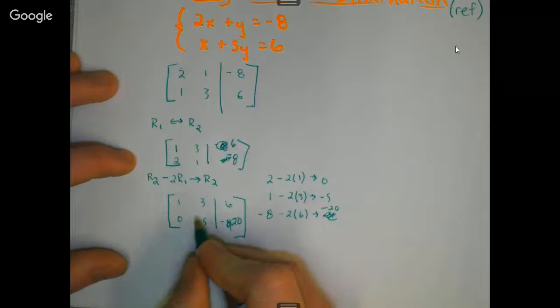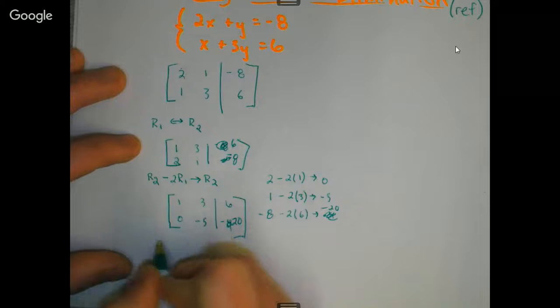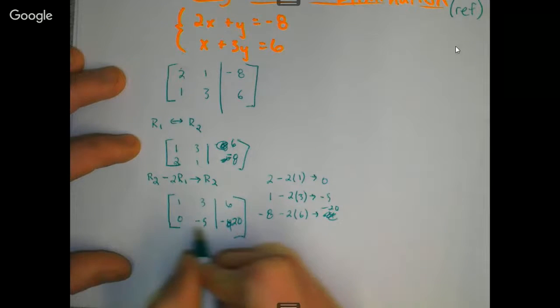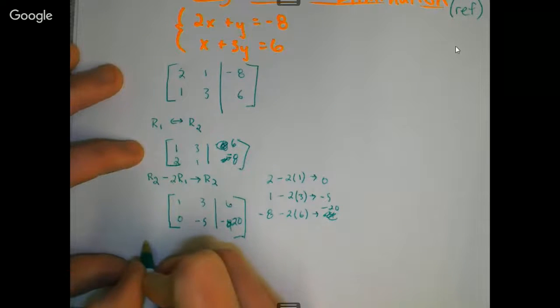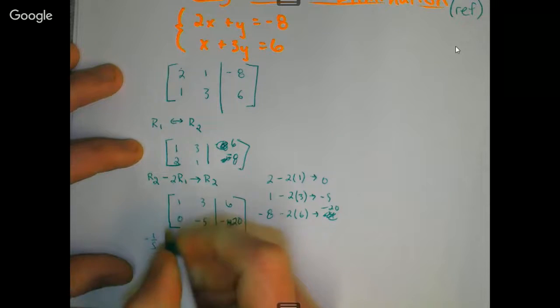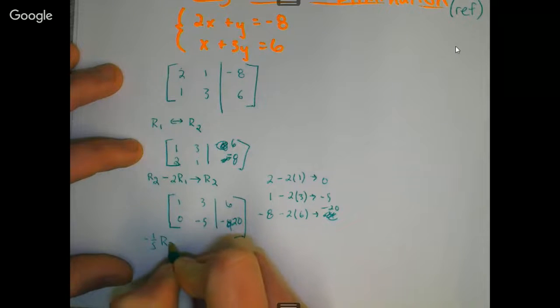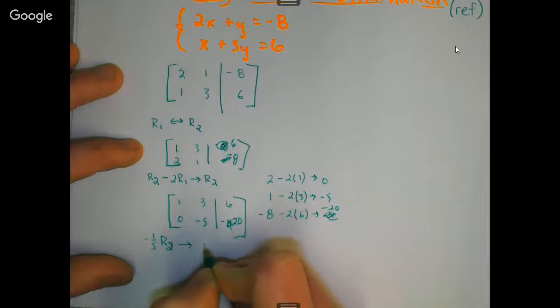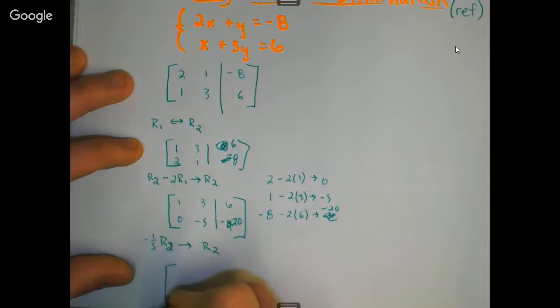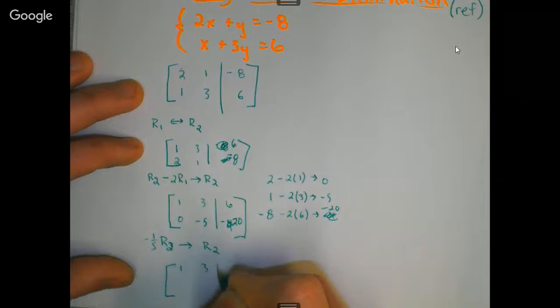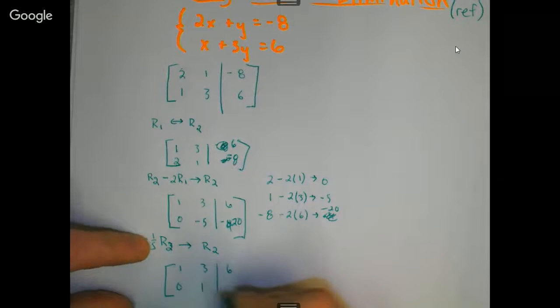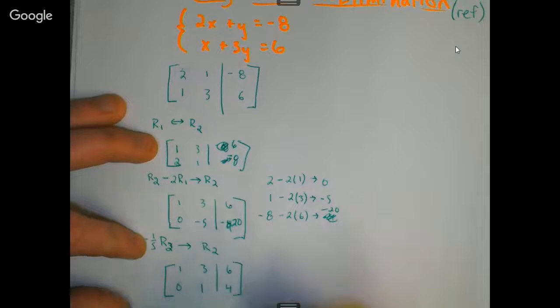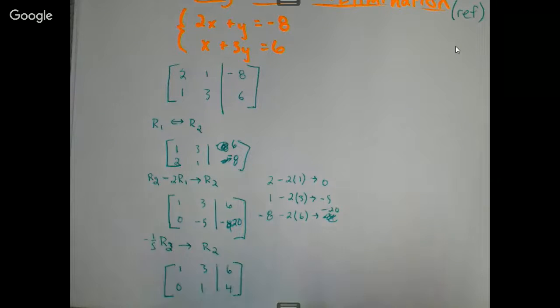Now this number right here needs to be a 1. So we're going to take this and we're going to multiply it or divide it by negative 5. So I'll take negative 1/5 times row 2, and we'll put it right back in row 2. So row 1 isn't changing. Row 2 is getting divided by -5, so that's a 1 and that's a 4. Okay, so now this is in REF form. I've got my diagonal 1s and my 0s in the lower left.